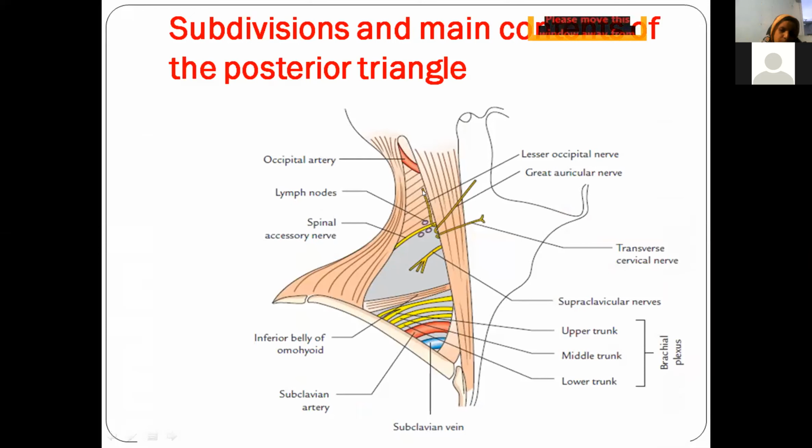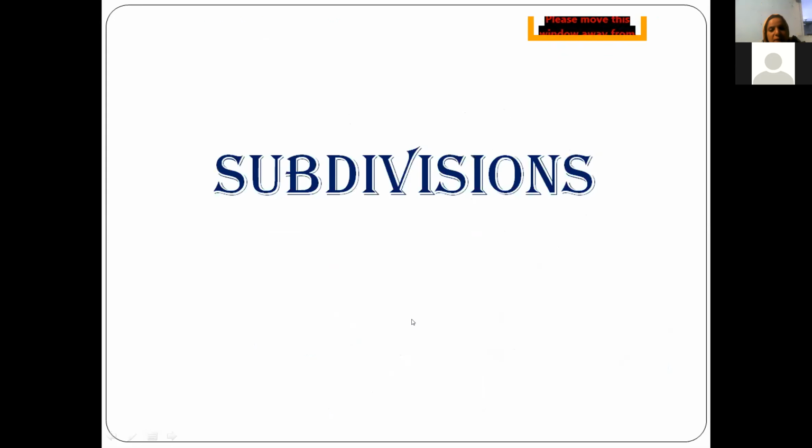Now, this posterior triangle is further subdivided into two halves by the inferior belly of omohyoid. Okay, so the inferior belly of omohyoid further divides the posterior triangle into two triangles. What are those? One is the subclavian triangle and the other is the occipital triangle. Above this inferior belly of omohyoid, whatever we have is the occipital triangle. Below it, whatever triangle is there, you call it the subclavian triangle, also called the supraclavicular triangle. Whatever is above the clavicle, that's why you call it supraclavicular. Whichever name is easy for you, you can follow that.